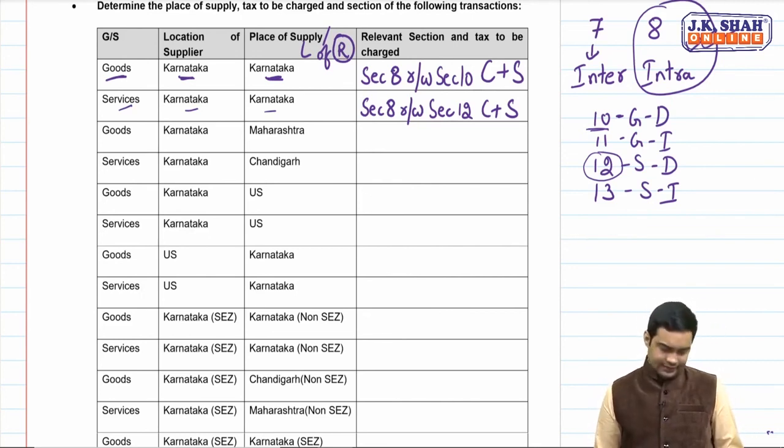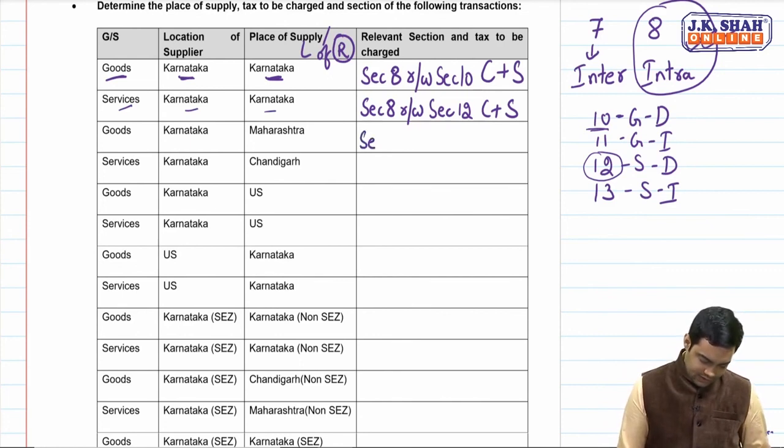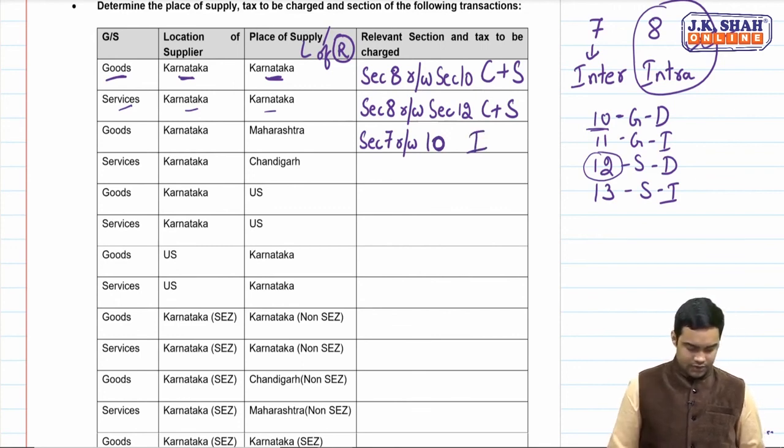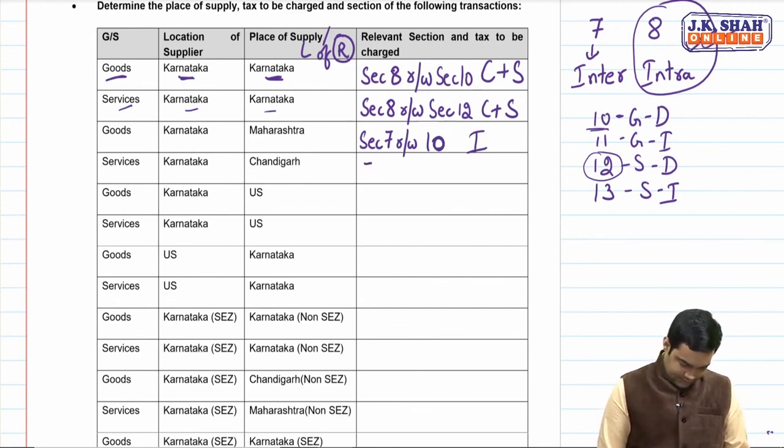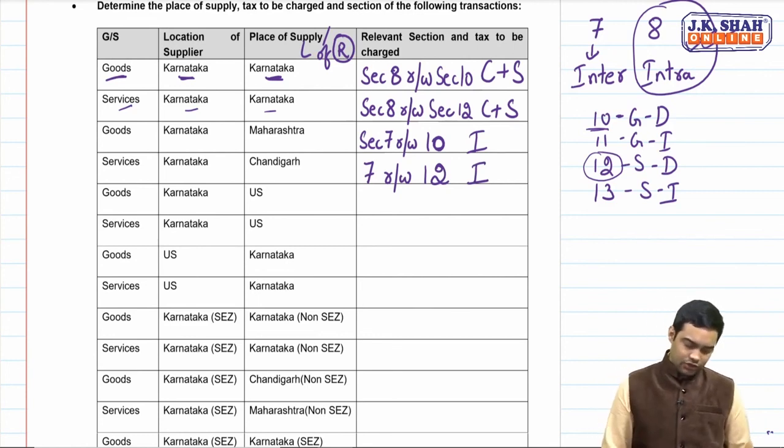Okay. Next, goods Karnataka, Maharashtra. IGST, right? So section 7. Now that will be read with goods domestic transaction, that is 10. And what will you charge? IGST. Next one, 7 read with 12, IGST. Now goods Karnataka to US.